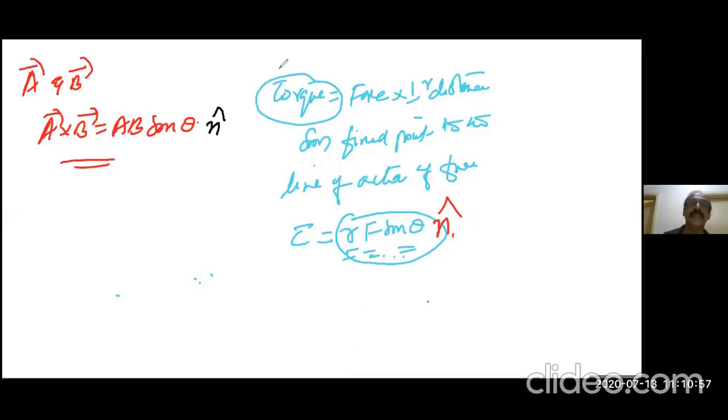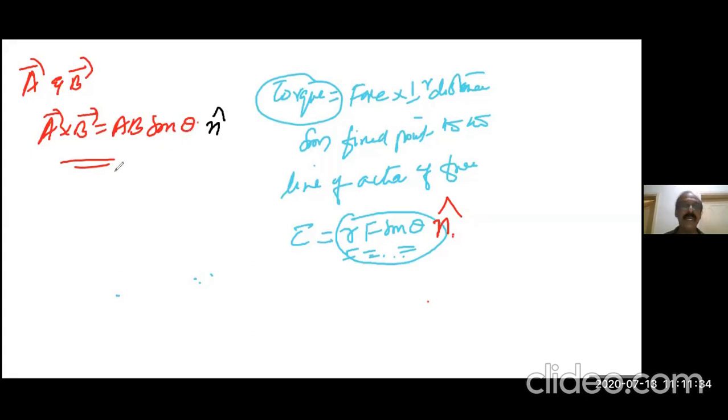A and B are two vectors. Then its cross product can be written as A cross B is equal to AB sine theta n cap, a unit vector. N cap will always be perpendicular to A and B. If A and B are in the XY plane, n will be along Z, perpendicular to the XY plane. Clear?